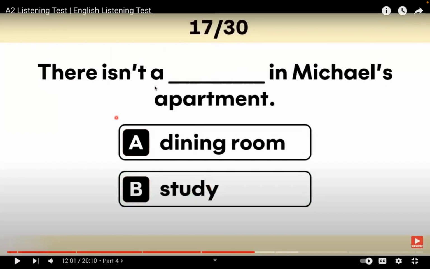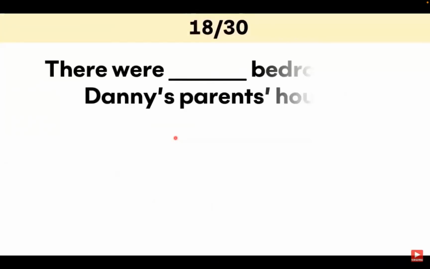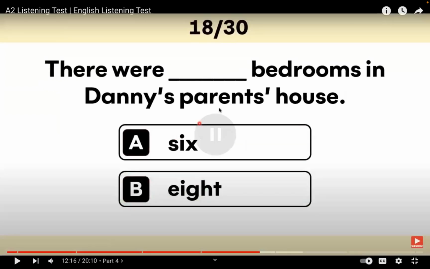Next one. There isn't a dining room in Michael's apartment. Dining room or study room? A. Are you sure? Correct. Number 18. There were bedrooms in Danny's parents' house, 6 or 8? There were 6 bedrooms or 8 bedrooms? 6. Let's check. B. No, Danny has 8. Very good. 8 bedrooms.